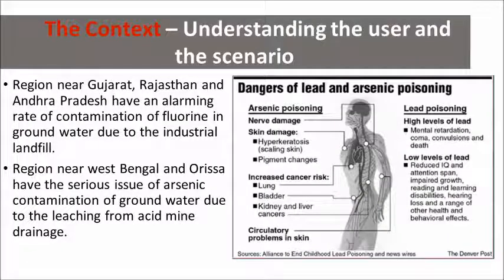After this, we move on to the context. The most affected states by fluorine contamination are Rajasthan, Gujarat and Andhra Pradesh. Similarly, the most affected states by arsenic contamination are West Bengal and Odisha. The picture given in the slide shows the dangers of lead and arsenic poisoning. Lead can have a huge impact on the nervous system, whereas arsenic can lead to cancer of the lungs, kidney, and liver.